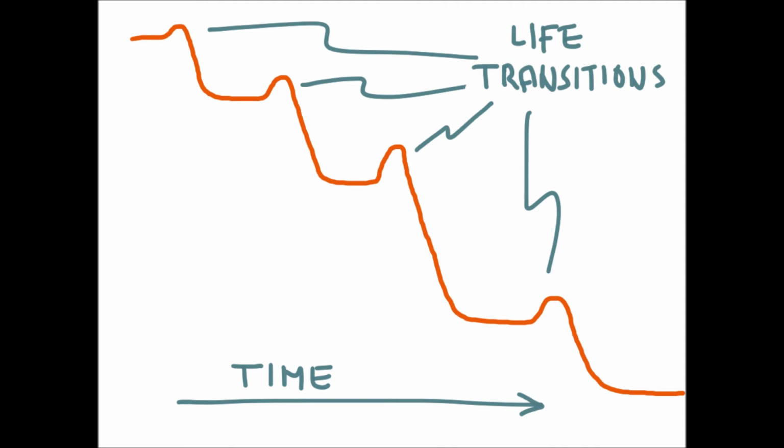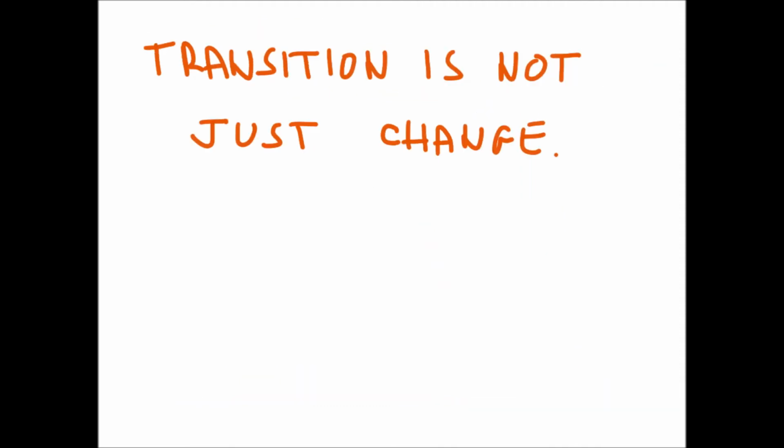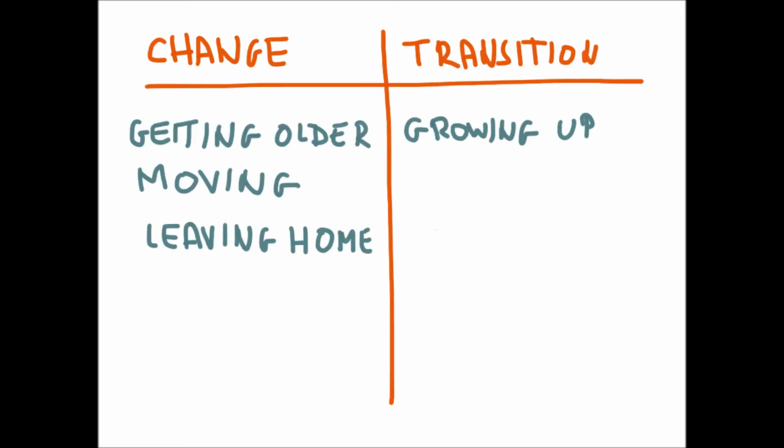Okay, clarify something. Transition is not the same thing as change. This is change, getting older. There's not much you can do about that. Moving very often is not under your control. Leaving home, it will happen. But the transition we're talking about, getting older, the transition is growing up. You can get older and not grow up.